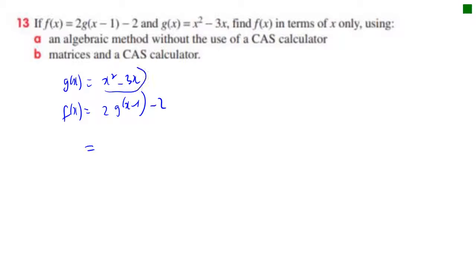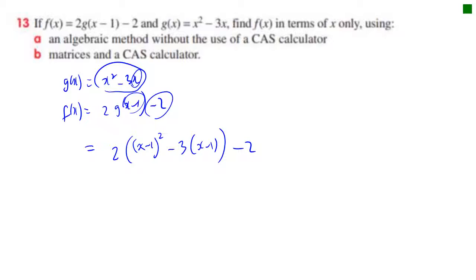So if that was what g(x) was equal to, we need to do 2 times g(x). So it's 2 times the x squared minus 3x. But wait, see how that's got an x minus 1 there? That just means we sub in x minus 1 wherever we saw x, minus 3 times x. So we make that into x minus 1. And at the end, we're just going to chuck in a minus 2.